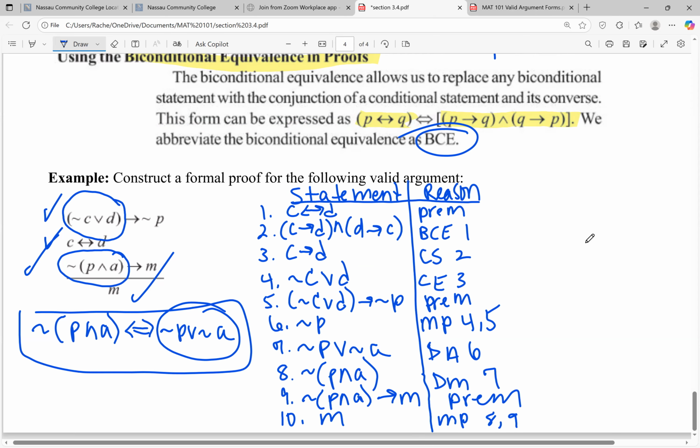All right, so this wraps up section 3.4. In the next lecture, we will cover section 3.5.